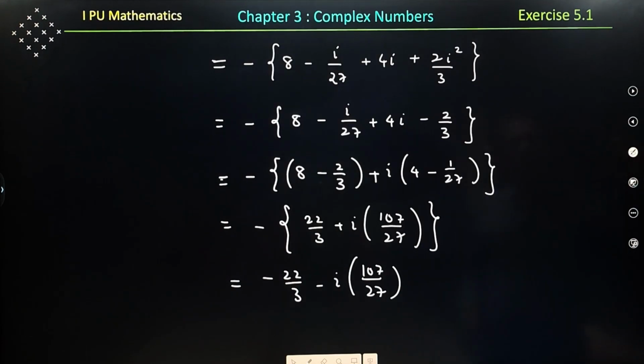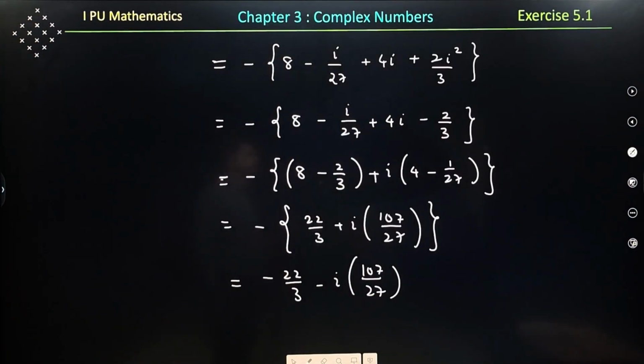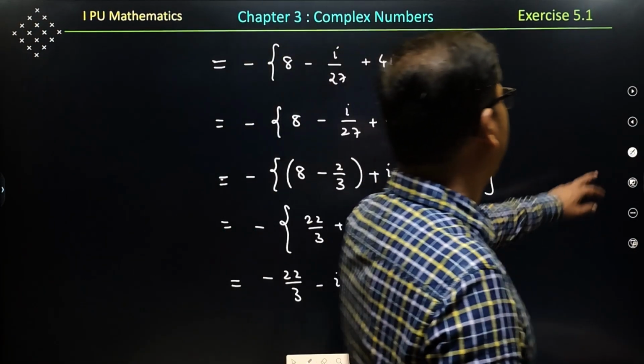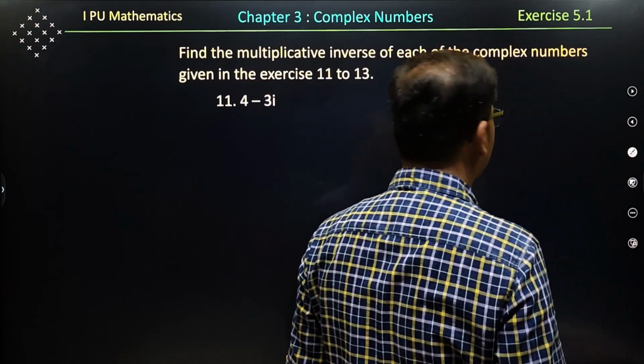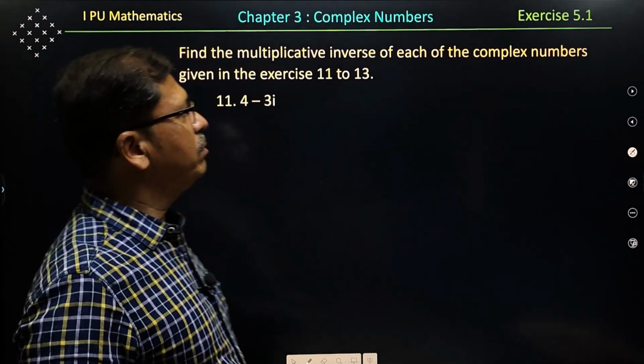Let us move to the next example. Now let us move to the next question here. See what is the question here. The question is to find the multiplicative inverse of the given complex numbers.